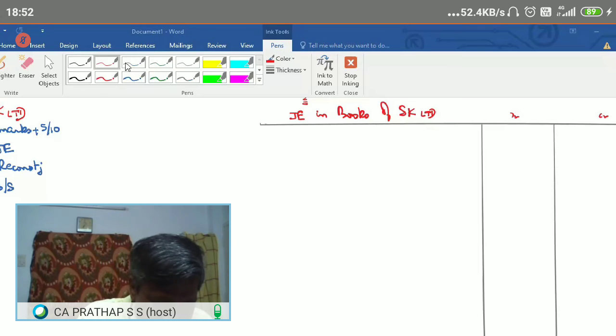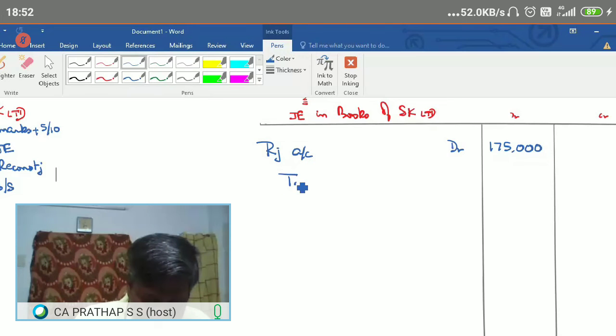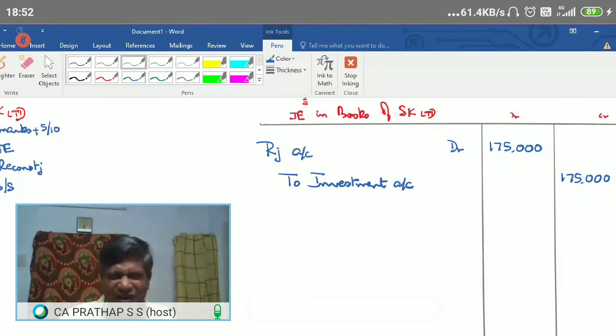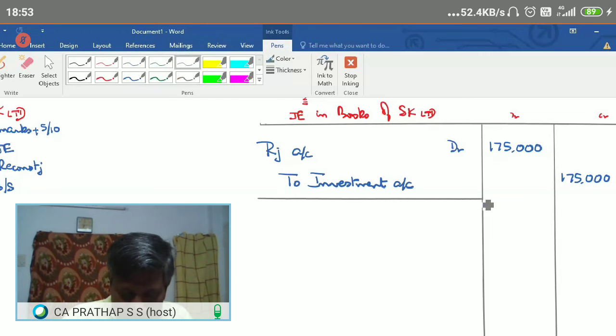1,75,000. All losses will be held only by the reconstruction account. So the journal entry is reconstruction account debit 1,75,000. The narration is very simple, we write: being fall in the value of investments, or investments brought down to market value. Simple, just one half line. But immediately we must post everything, otherwise the sum won't work.